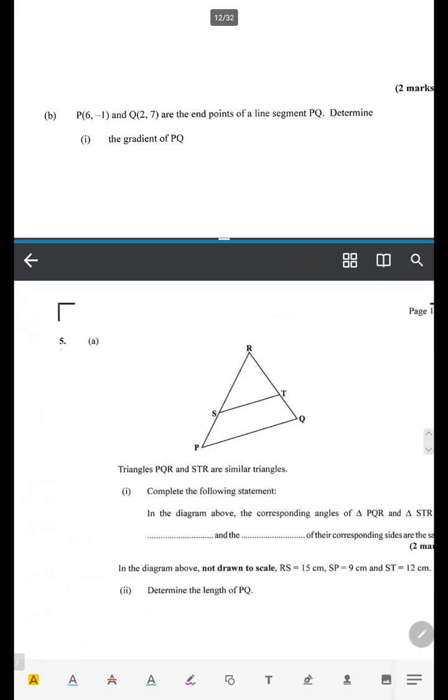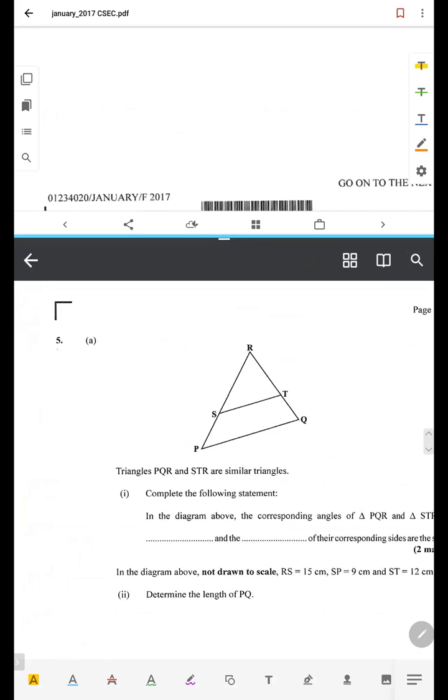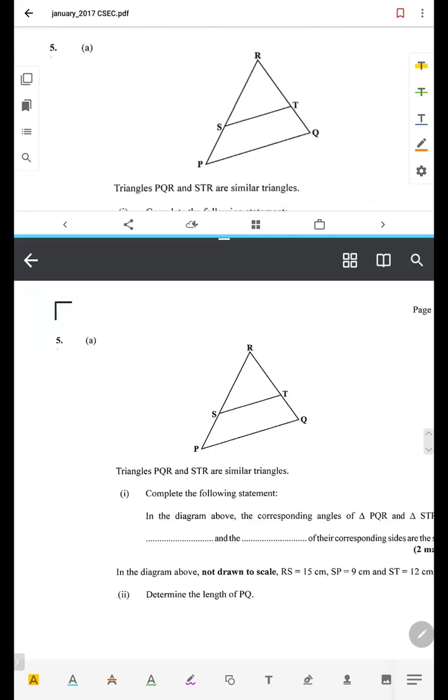All right, so we're at this question now. This question tells us that triangle PQR, that's the outer triangle, and triangle STR are similar triangles. What is the relationship with similar triangles? Similar triangles have the same three angles, but the sides might not be the same. So it's two triangles where the sides are different, but the three angles are the same. So it's basically like one of the triangles is an enlargement of the other.